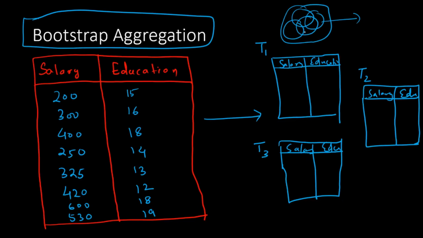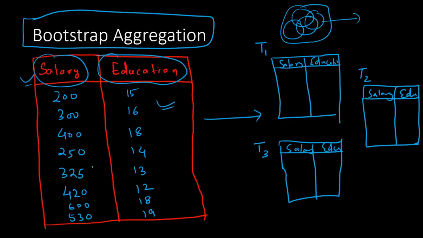That will help us fit a number of decision trees, because when you have multiple samples, you can fit multiple decision trees. So just keep in mind what bootstrapping is. And here's an example. We have got a data set of salary and education. The target variable is salary. We're trying to predict the salary of an employee based on the number of years of education.